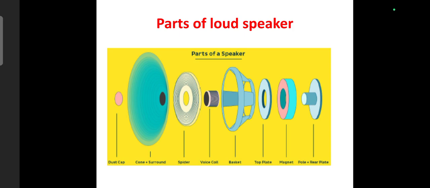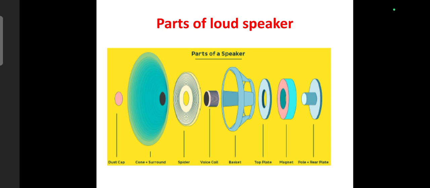Let us first study the construction of a loudspeaker. Although loudspeakers are available in different shapes and sizes, the basic construction remains almost the same. At the center of the loudspeaker is a permanent magnet which creates a strong and constant magnetic field. This magnetic field is essential for converting electrical signals into mechanical motion.